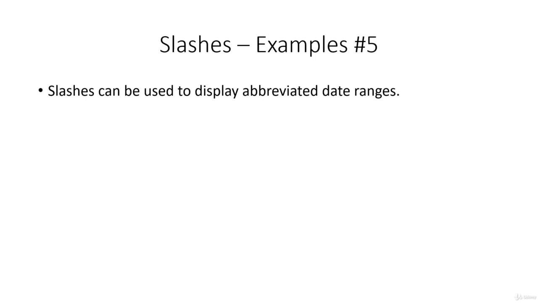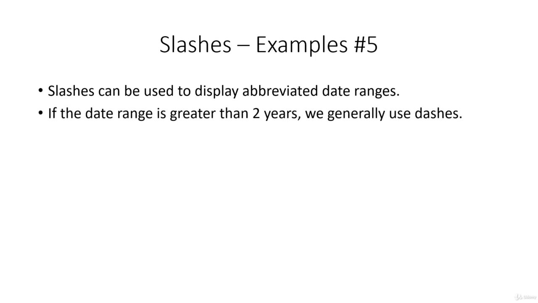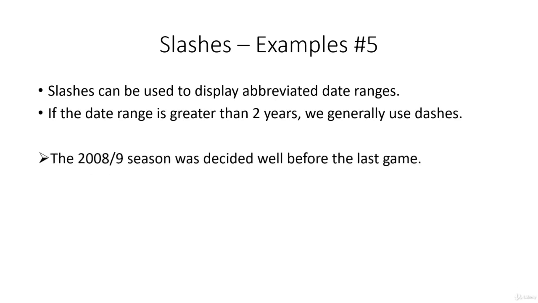And when we're writing date ranges, we can abbreviate them with the use of slashes. Now, if the date range is greater than 2 years, we normally use dashes. Often in sports, we talk about how the 2008/09 season was decided well before the last game. So we're talking about the season that started in 2008 and finished in 2009. And when we write it, we abbreviate it as we can see here.